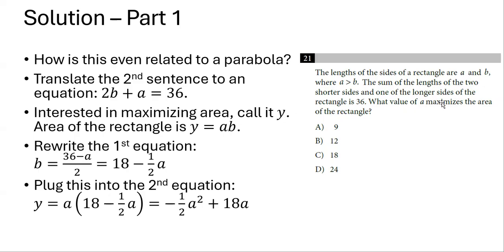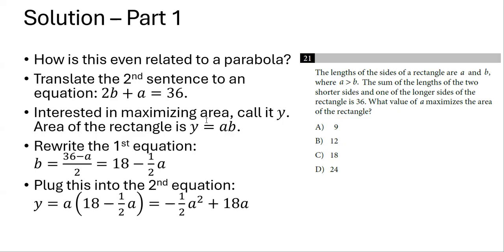We're trying to maximize area. So y is the area. We wrote this model here. If we can get y to have a max, like in a parabola, there's a maximum at the vertex, then we're in good standing. So let's use the equation that we first found, from the second sentence to help us out. We can rewrite this as b equals (36 minus a) over 2, which we can simplify to 18 minus half a. Why do we want to do that?